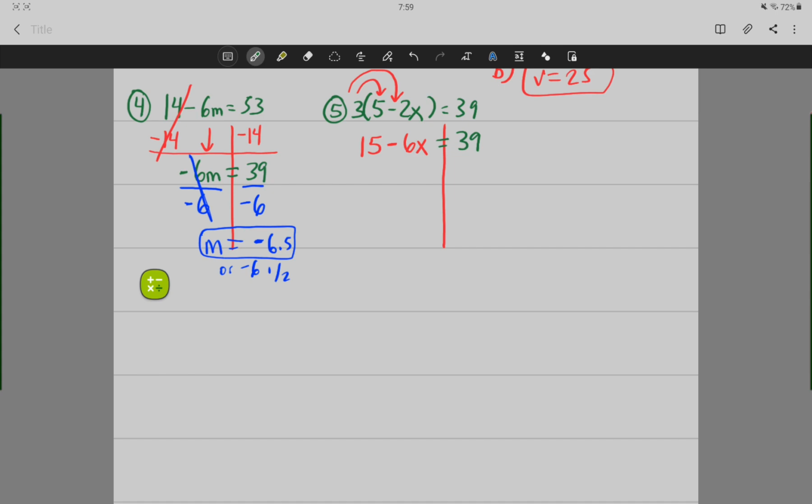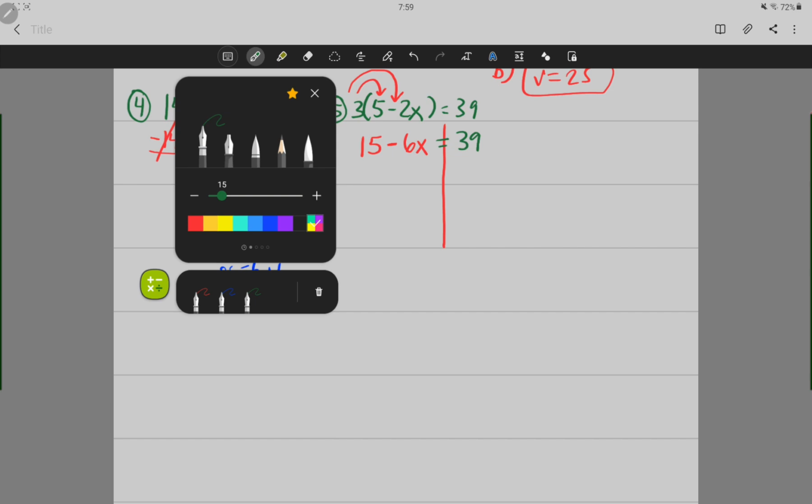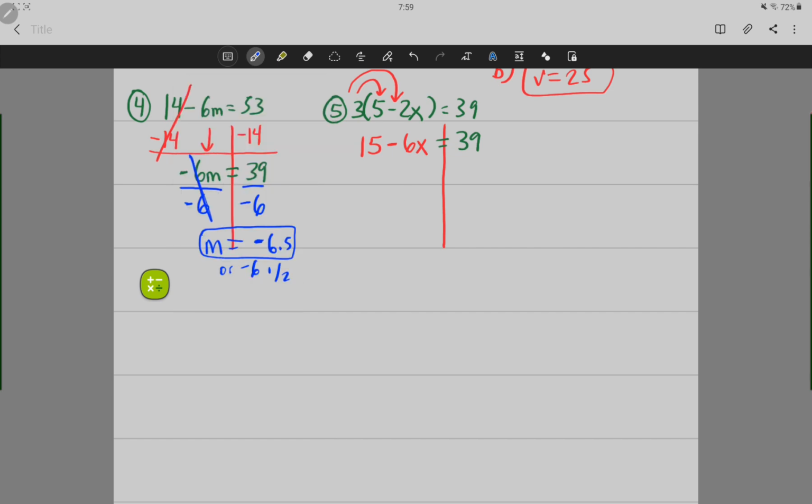Okay, what we want to do now is get x by itself, but first we need to deal with the positive 15. Positive is a negative, so we can subtract 15 and keep it balanced. Whatever we do on one side, do the same to the other. 15 minus itself is 0. Don't put 0, you could just cancel that out.